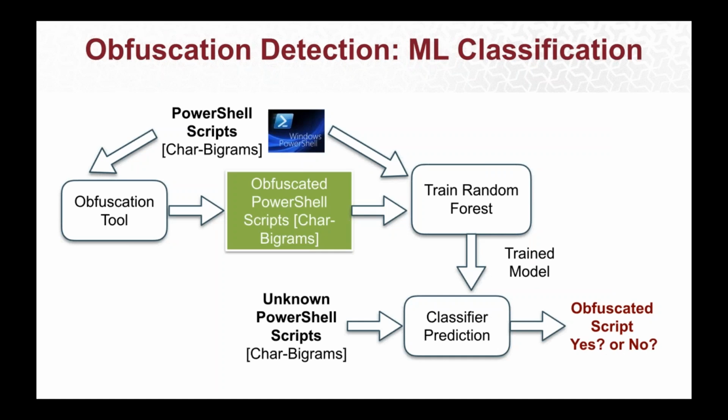We take the clean scripts and use an obfuscation tool, and those obfuscation tools are also available online. As a defense team, we can use them, and attackers also use them. We first compute the features. Those features are like the character-level bigrams, and then we give them to a random forest classifier, and that trained model is used to predict whether this is obfuscated, yes or no. So let's see a demo of that.